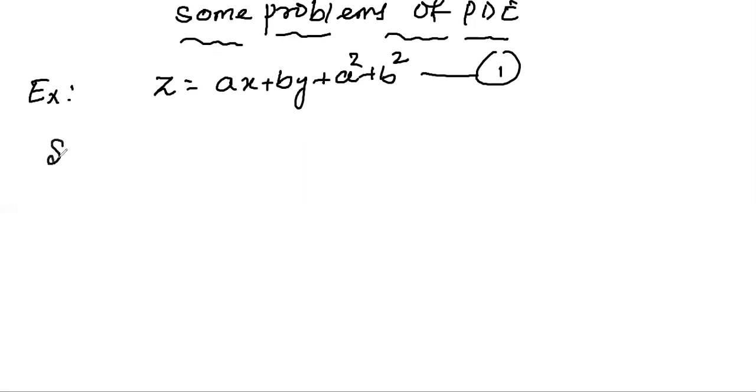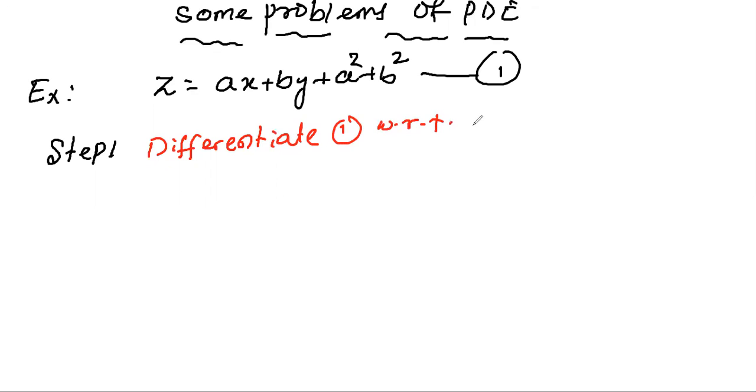Step one: differentiate equation one with respect to x. What is the result? Del z by del x is equal to a. That implies del z by del x, which is already the notation p, so p is equal to a.